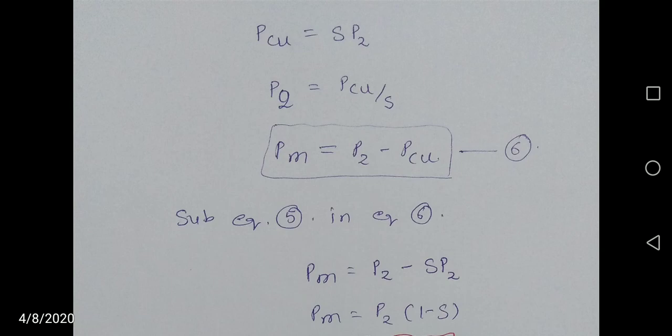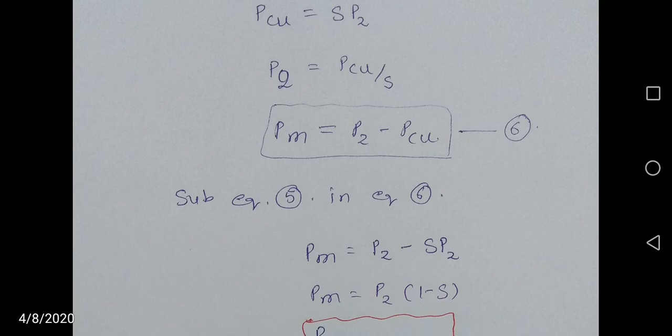So PM equals P2 minus PCU. Here P2 is the rotor input power, PCU is the rotor copper losses, and PM is the rotor output power. Rotor output power equals rotor input power P2 minus rotor losses PCU. Output equals input minus losses. In equation 5, PCU equals S P2.